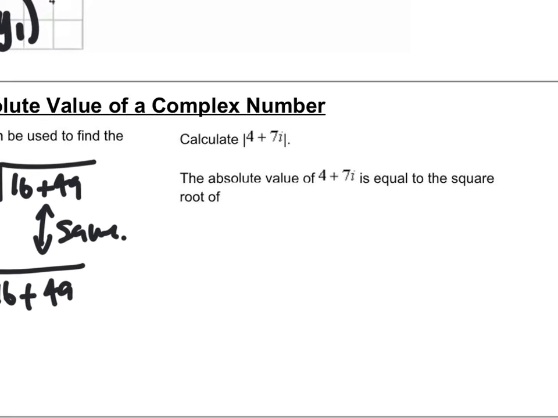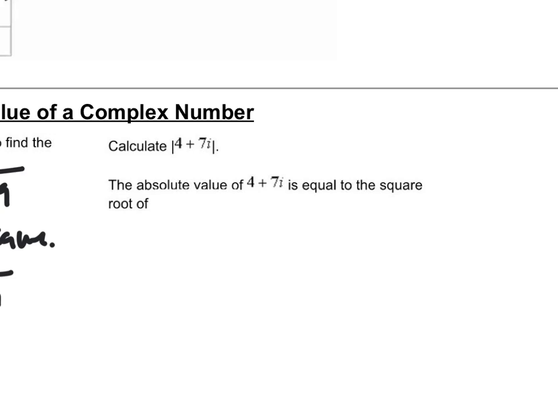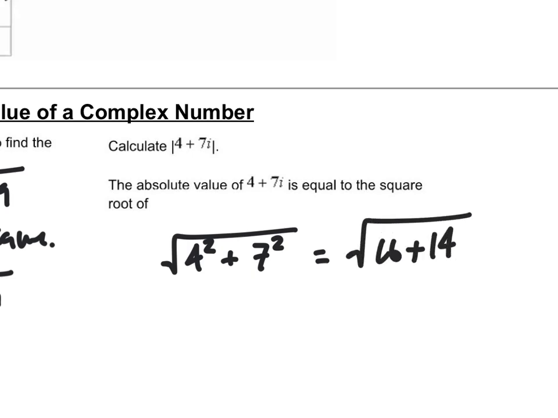All right, so then it says if we wanted to calculate the absolute value of 4 plus 7i, then we're simply just going to do that. We would say the absolute value of 4 plus 7i is equal to the square root of 4 squared plus 7 squared, which would end up giving us the square root of 16 plus 49. 16 plus 49 is going to be 65.